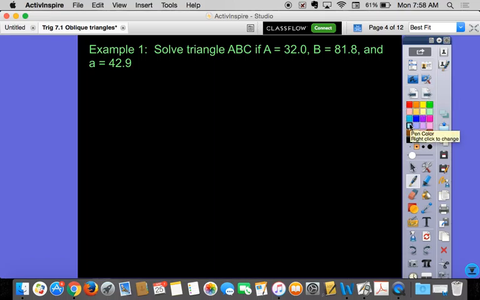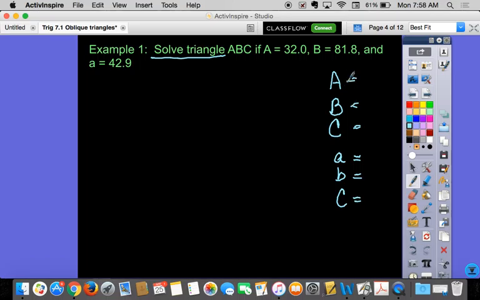Okay, very first thing, solve the triangle. Now remember, solve the triangle means find all the sides and all the angles. So you know off the bat, you're not done until you have listed all components. So go ahead and put them out there. All right, we know angle A is 32 degrees. Angle B is 81.8 degrees. And then we know little a is 42.9.